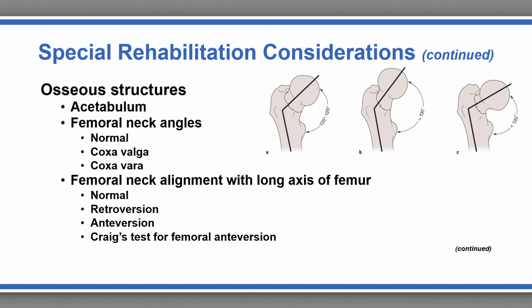When we have increased angles, that is referred to as coxa valga, and that results in increased joint stress. Whereas coxa vara refers to a decreased angle below the 120 degrees, and that leads to an increased load on the femoral neck.